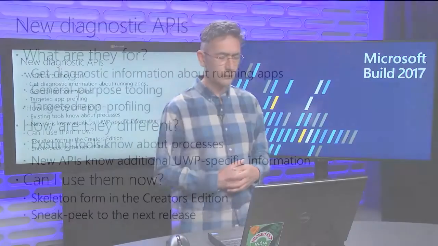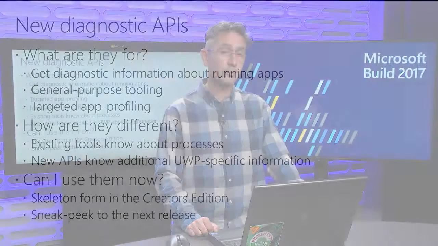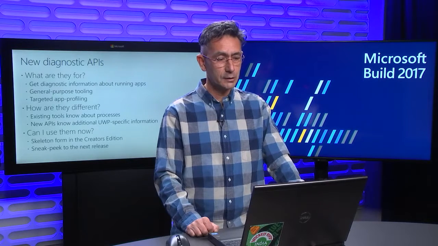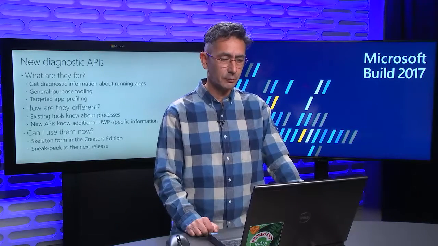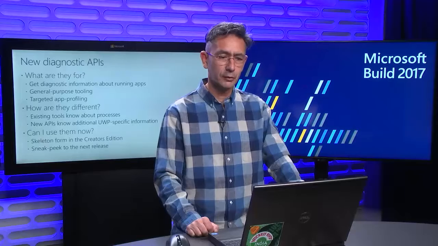And the answer is that all of the existing tools are process-based. That is, that they understand about the process. They can give you the diagnostic information about the memory usage for the process, for example. But they don't know about the additional UWP-specific information. So a classic example is a developer will say to me, well, I'm debugging my app in Visual Studio and I've got the memory profiler running, and according to the memory usage chart, it's telling me that I'm well below my memory cap, and yet my app is still crashing with memory allocation failures.